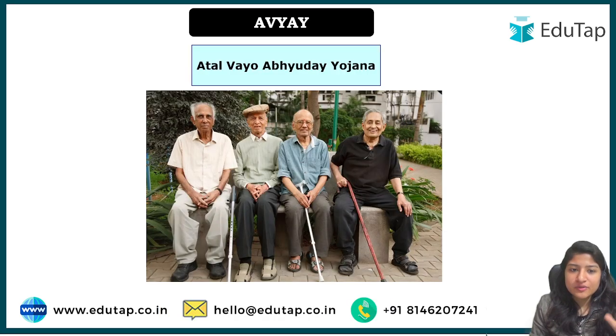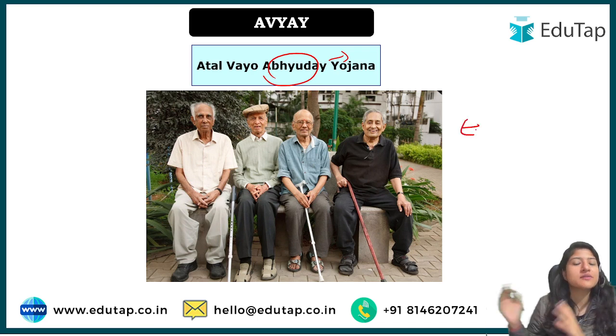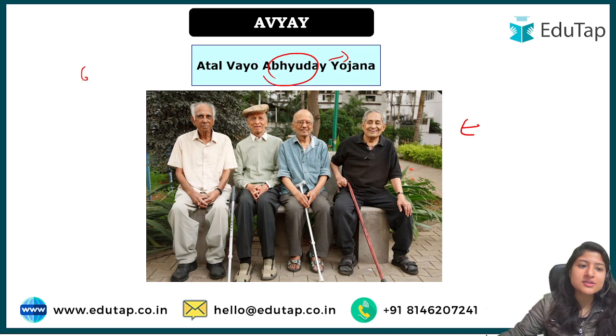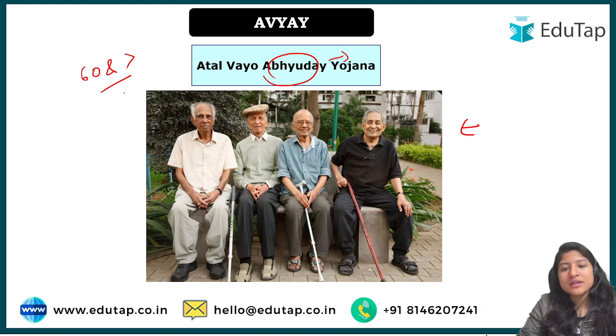So let's start with the session, and it talks about the Atal Vayo Abhyuday Yojana. Abhyuday means rise or prosperity, and under this particular scheme we are touching the section of the society that is, legally speaking, now no longer able to do work. We know who the senior citizens are: people aged 60 and above are considered senior citizens. This particular scheme is for their welfare.